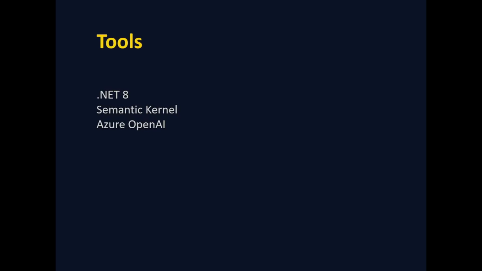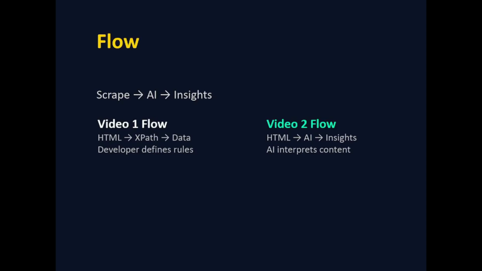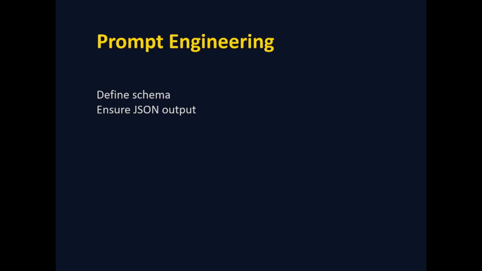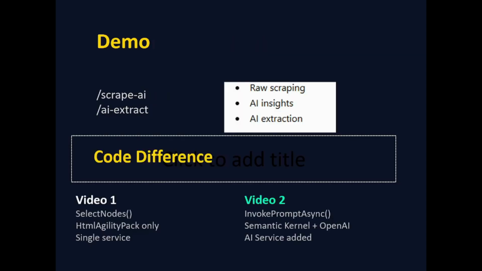So tools: Azure OpenAI, Semantic Kernel, .NET 8. In video 1, we showed HTML to XPath to data. Now it will be HTML to AI Insight. So AI comes into the picture in the flow. For AI extraction, it will structure JSON with the text and the author. Prompt engineering is very important: how you write the prompt and define the schema ensures that the right output comes, which you are expecting. In the code difference, in day one we used XPath and HTML Agility.